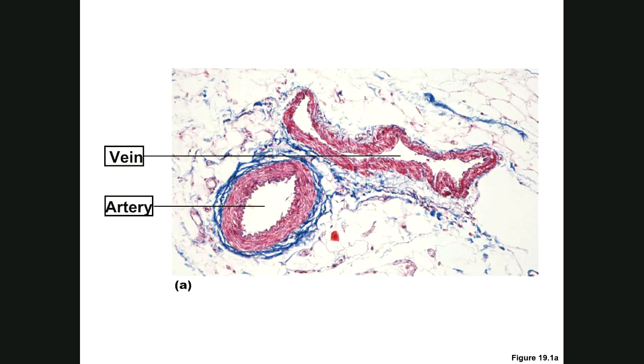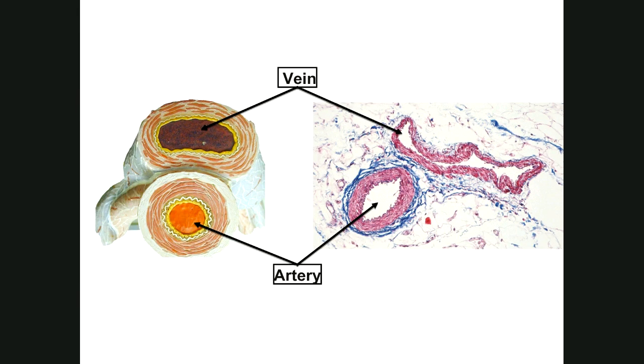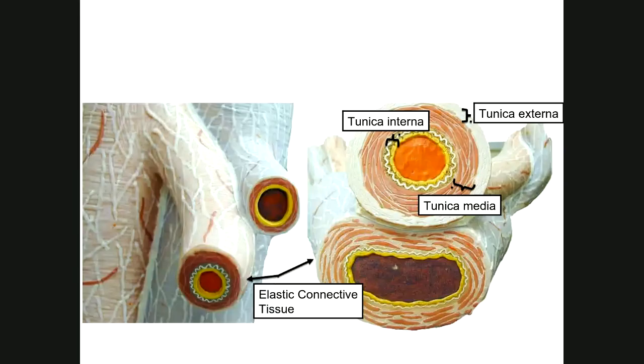Well, look on here. We can see again those layers. So there's externa, no sublayers. There's the media, 2 sublayers. There's the interna, 3 sublayers. Any questions?